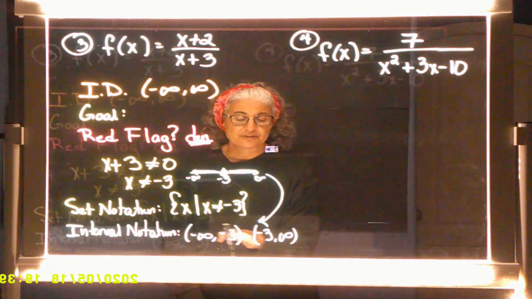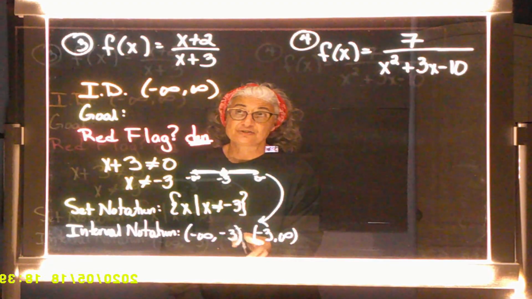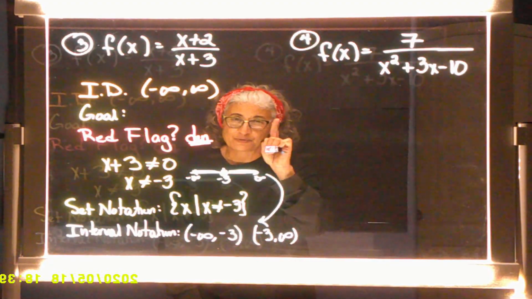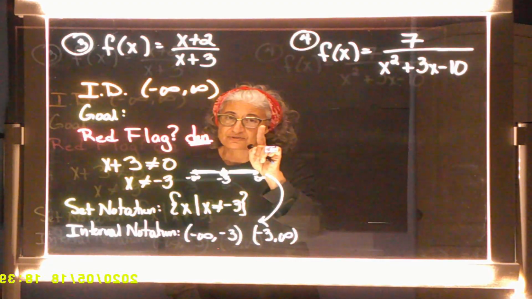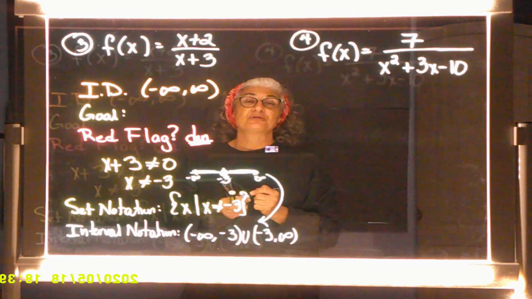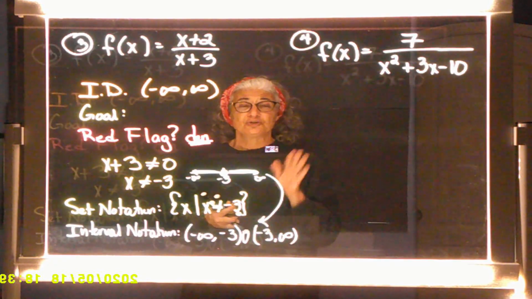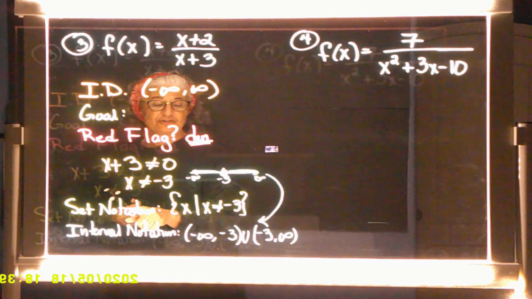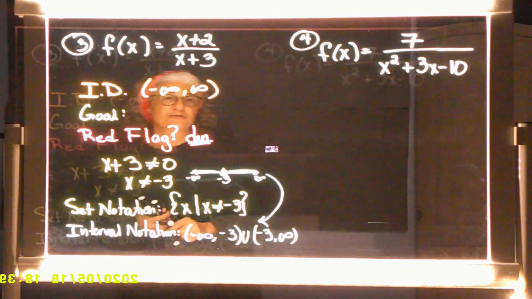And how do you keep these two interval notations together? Because it's supposed to be one sentence, one answer. Yeah, you put it with a union. So depending upon the directions, you may need to write the answer in set notation or you may need to write interval notation.